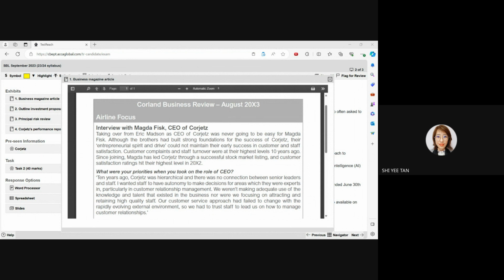So don't panic too much and say, hey, why is my highlight all missing? It's not missing. It's just that it is in your task 1. It's not in your task 2. That's it. Okay, right. So now we read the exhibit.